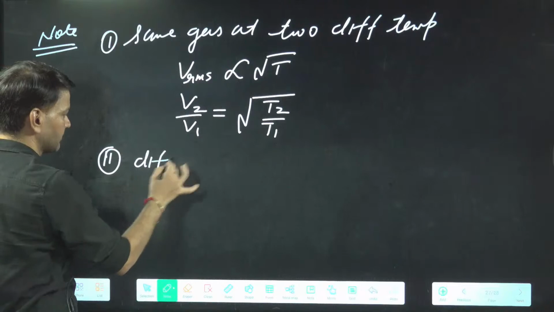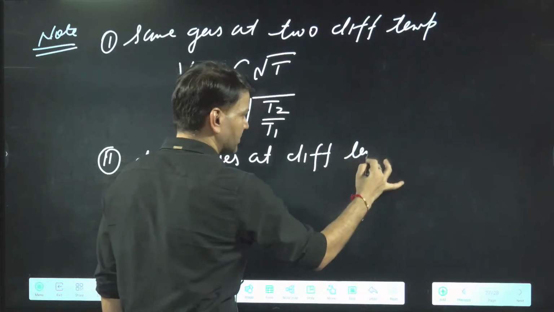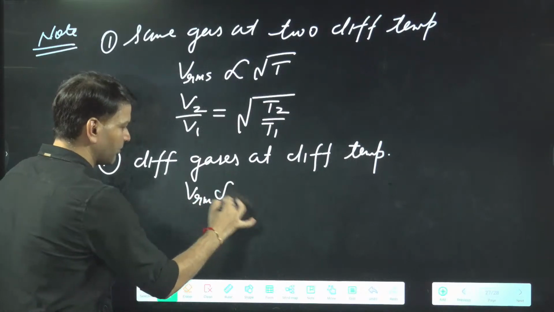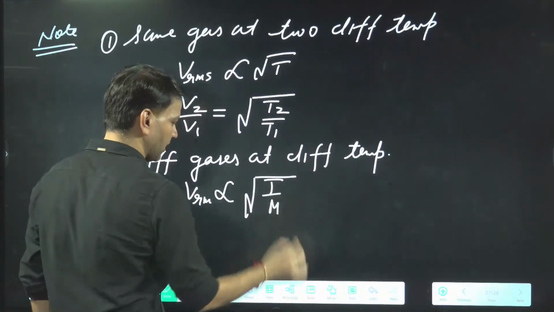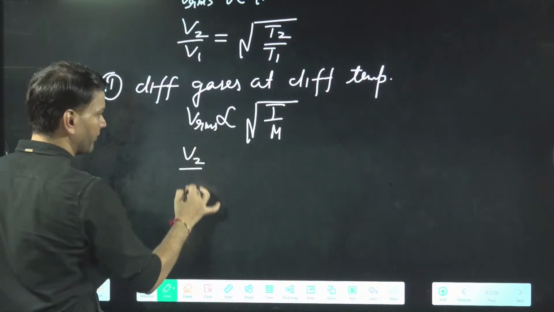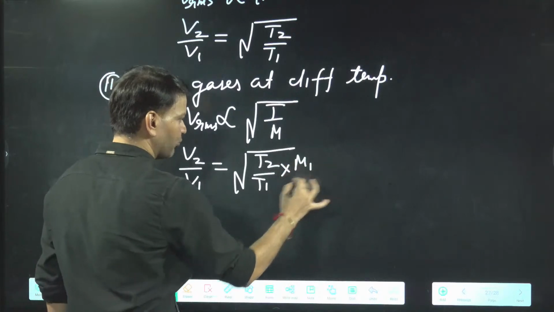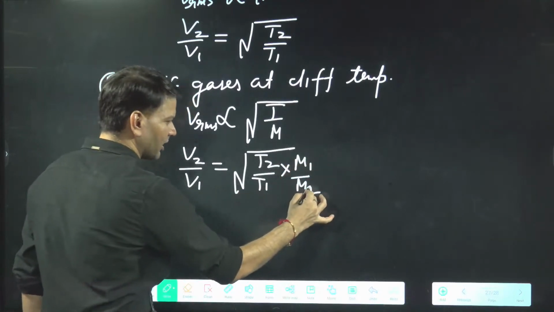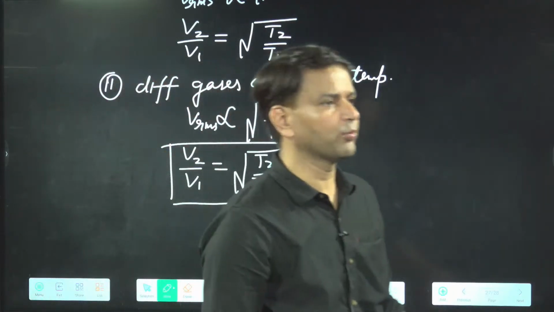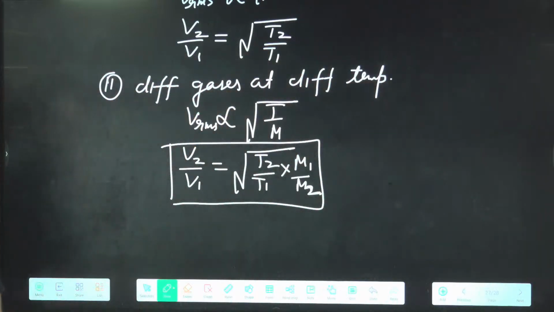And for different gases at different temperatures, what can we say? Vrms is directly proportional to under root T by M. Then you will get V2 by V1 is equal to under root of T2 by T1 into M1 by M2. So no need to remember or mug up these things. Whichever quantity they say is the same in the problem, you put that in the proportionality. The other quantities you have to include. In any formula you have to think like that.